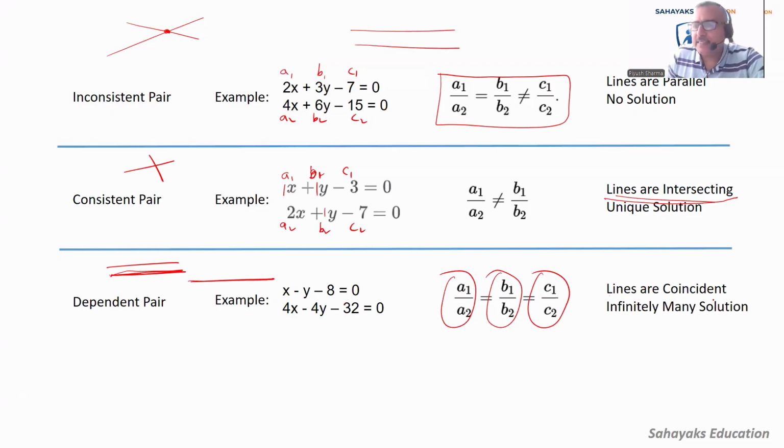And the lines are consistent and there are infinitely many solutions, because every point on the line will be a solution. So this is one line and this is another line on top of it. Every point, this point, is on both the lines, that means it satisfies both the lines. So there will be an infinite number of solutions available for this.